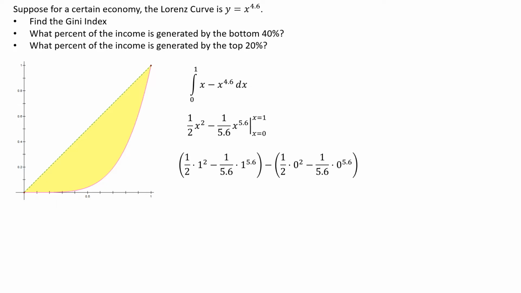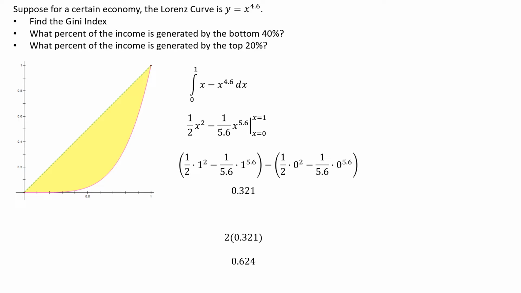Here are the particulars on the integration. You can pause if you want to see those in more detail. And what that tells us is that the Gini index is going to be 2 times this area, or about 0.624.